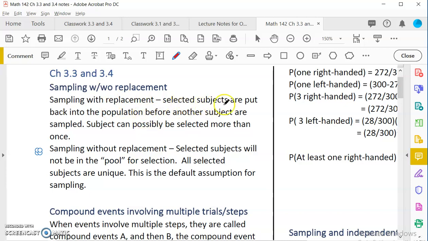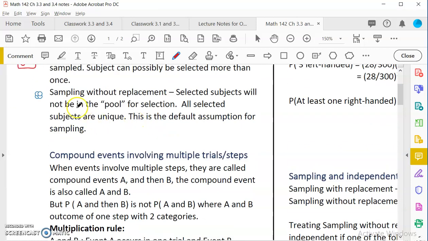So selected subjects are put back into the population before another subject is sampled. A subject can possibly be selected more than once. Kind of like you have a marble jar, some are red, some are green, and then you pick one, you look at the color, and then you put it back and you pick another one. So these are called with replacement. You replace it before you sample another one.